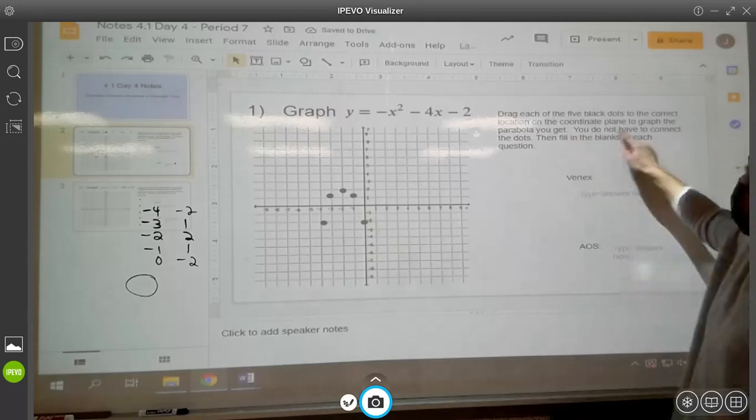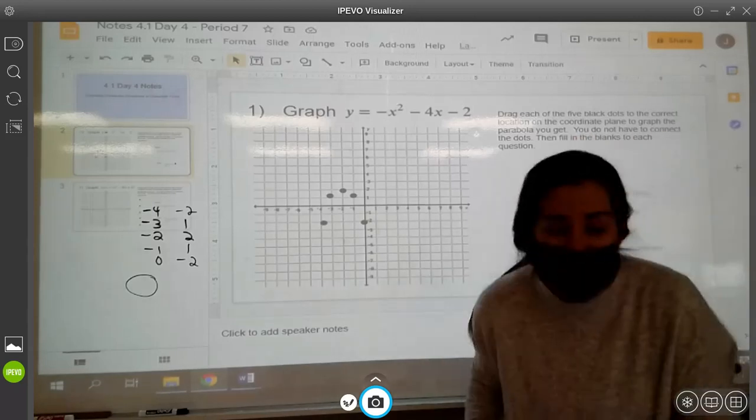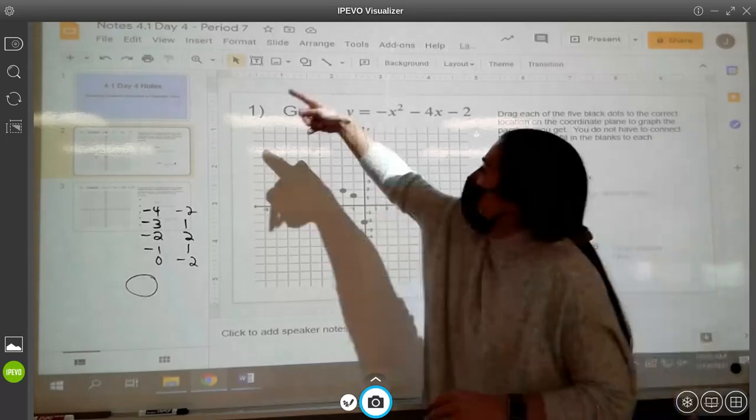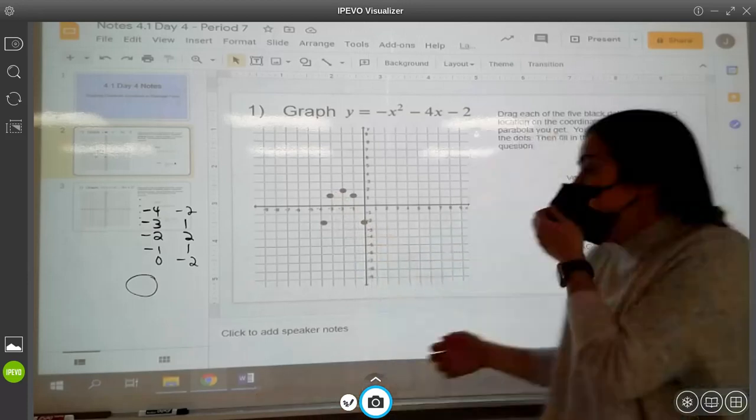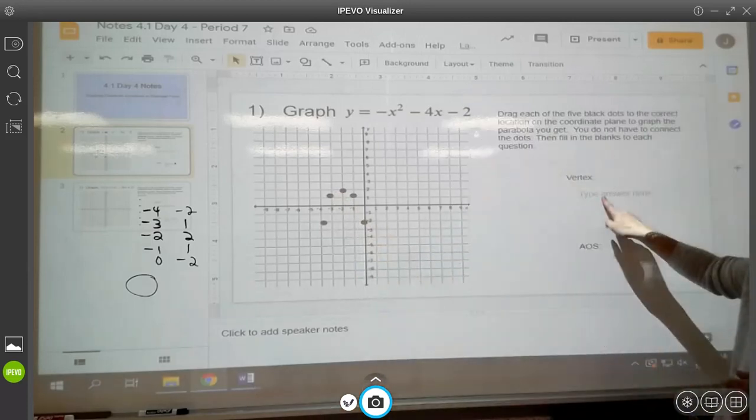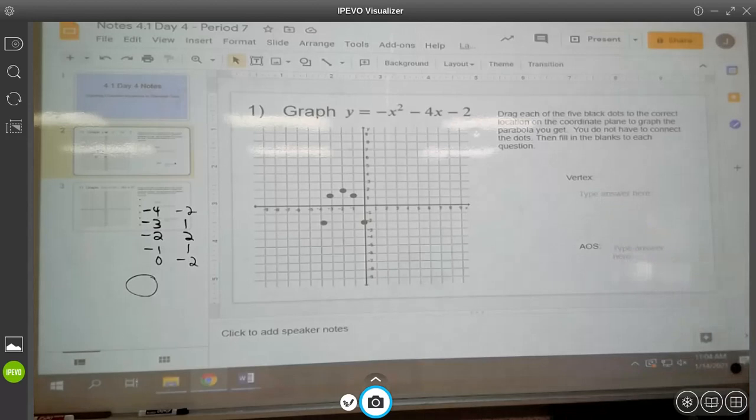And then I said you do not have to connect the dots because I can't figure out how to make a curved line to actually curve and go through all these dots. So I said you don't have to connect them. And then I asked you to label the vertex. So you just click where it says type answer here. And you either can erase that or write in the box. Doesn't matter to me. -2, 2. I should change the gray font so that you can read it. And then your AOS was the line x equals -2. And then you would go on to the next slide and graph the next one.